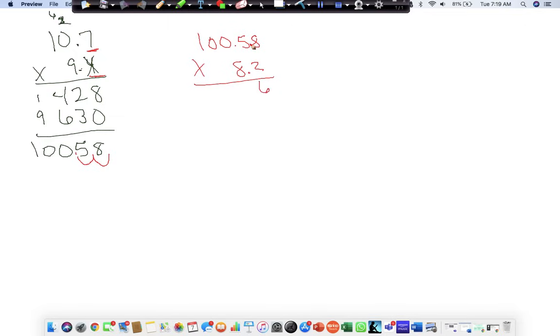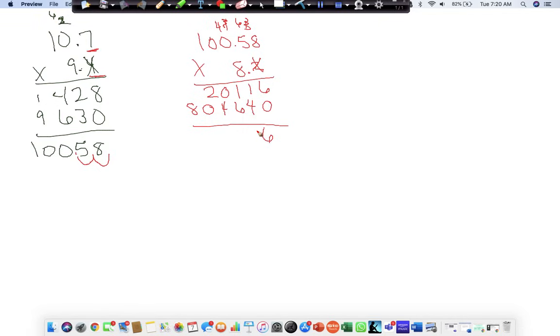8 times 2 is 16, carry the 1. 5 times 2 is 10, plus 1 is 11, carry the 1. 2 times 0 is 0, plus 1 is 1. 2 times 0 is 0. And 2 times 1 is 2. We put a 0 to hold our place value here. And then 8 times 8 is 64, carry the 6. Oops. 8 times 5 is 40, plus 6 is 46, carry the 4. 8 times 0 is 0, plus 4 is 4. 8 times 0 is 0, and 8 times 1 is 8. And then we add these together.